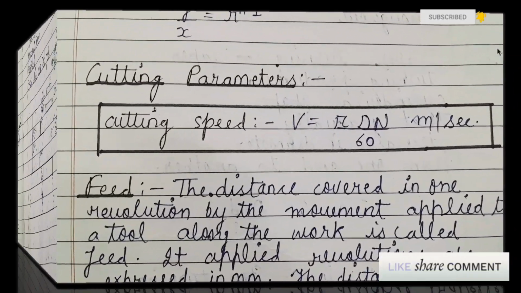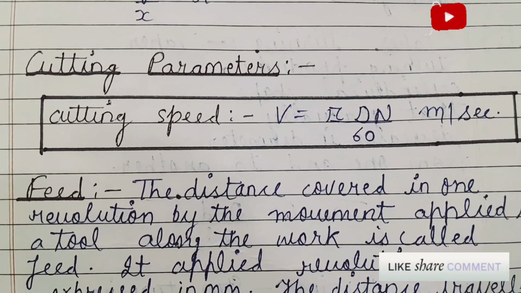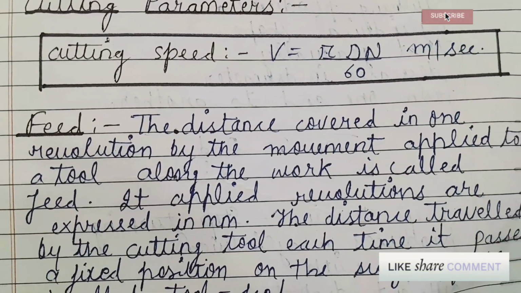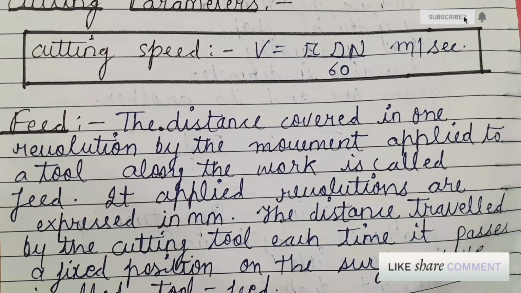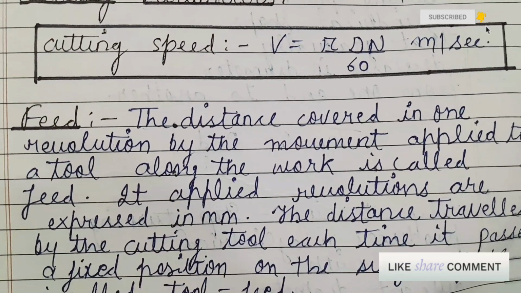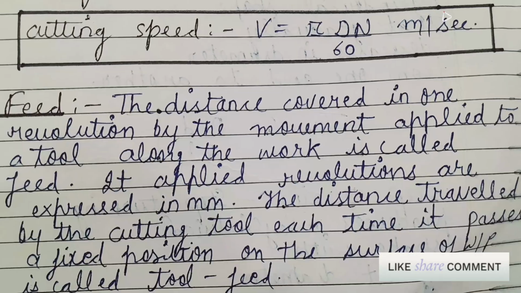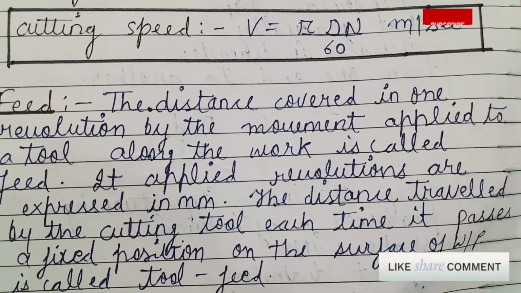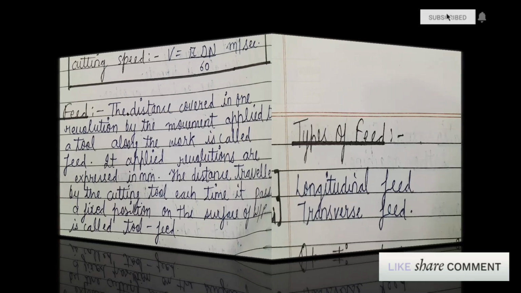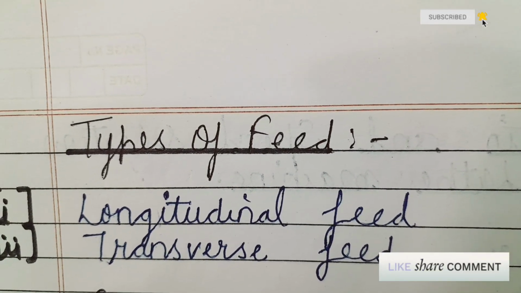Next topic is cutting parameters. Cutting speed is defined by the formula. And next, feed. The distance covered in one revolution by the movement applied to a tool along the workpiece is called feed. It is expressed in mm per revolution. The distance traveled by the cutting tool each time it passes a fixed position on the surface of the workpiece is called feed. Two types of feed: longitudinal feed and transverse feed.